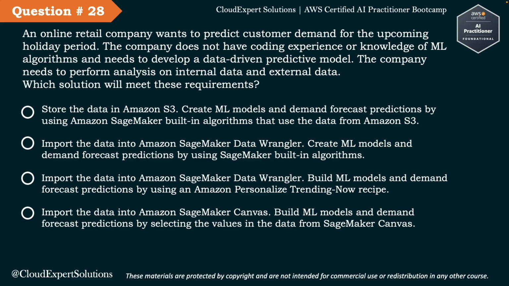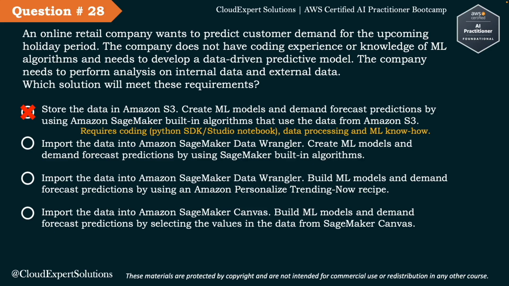Which solution will meet these requirements? Let's review the options. Store the data in Amazon S3, create an ML model and demand forecasting predictions by using an Amazon SageMaker built-in algorithm that uses the data from Amazon S3. Using SageMaker built-in algorithms like XGBoost or DeepAR will typically require coding with the Python SDK or Studio Notebook, and data pre-processing and machine learning implementation experience. This solution does not align with the company's requirement of no coding experience.